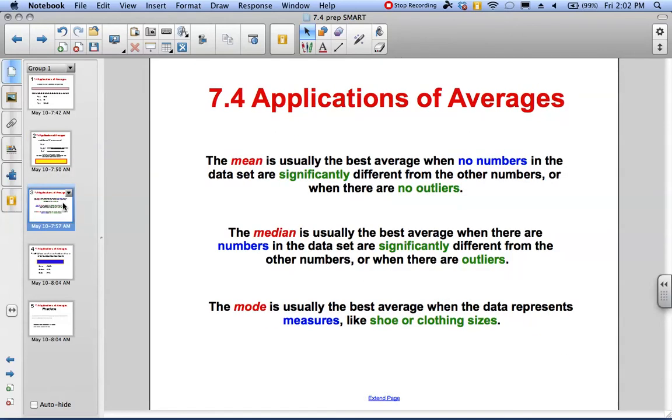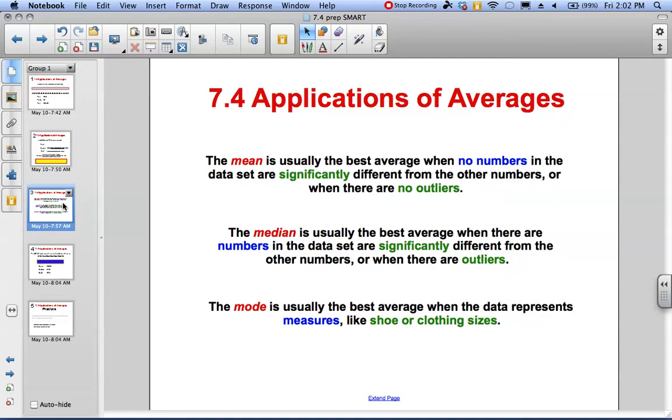So in terms of applications of averages, the mean is usually the best average to use when no numbers in the data set are significantly different from the others. Or the mean is usually the best average when there are no outliers. If you have no outliers, mean is usually the best. Median is usually the best average when there are numbers in the data set that are significantly different from the other numbers, or when there are outliers. So the median is usually the best average when there are outliers present.